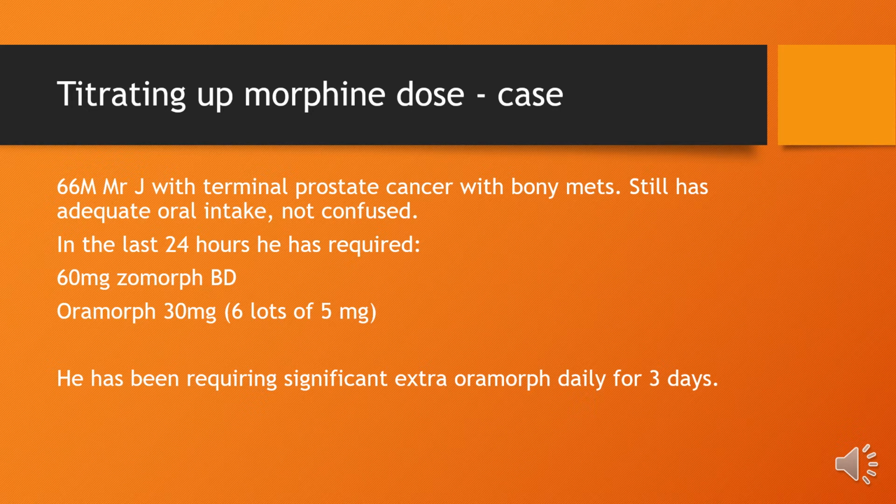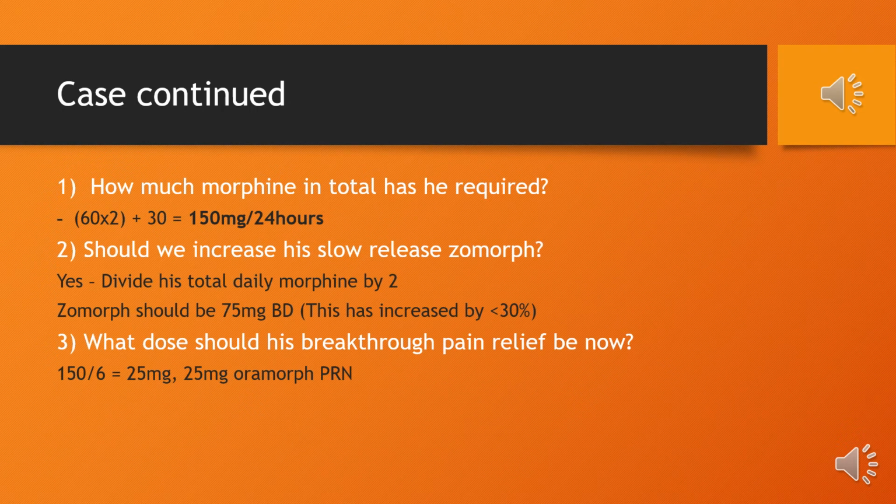The second thing is that he's required this for at least 3 days now. So first of all, we want to know exactly how much morphine he's had in 24 hours. So we know he's had his normal Zomorph and his breakthrough pain. This is a total of 150 milligrams in 24 hours. This means that we need to increase his Zomorph as it's been going on for a long time, at least 3 days now. So if you divide this total dose by 2, this gives you the amount of Zomorph that you should be giving.